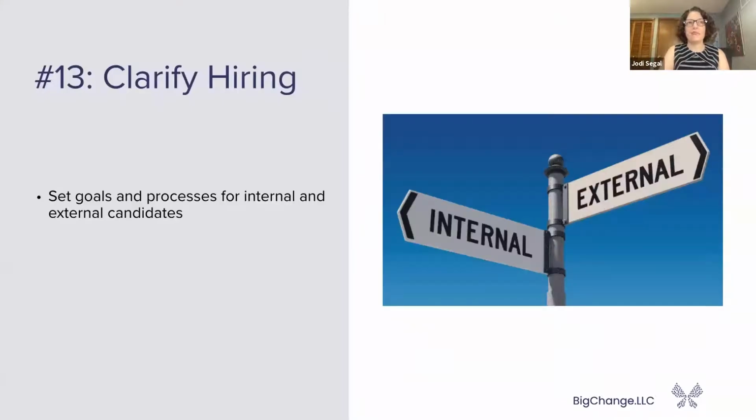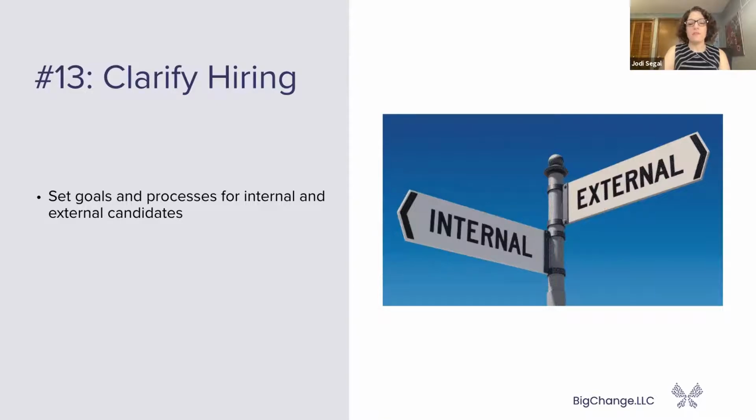Number 13, clarify hiring. Many organizations have diversity in staffing within entry-level positions, but not within leadership. Assess this within your own organization. Use this information for setting goals for internal and external hiring.